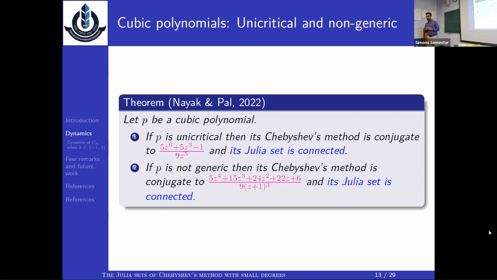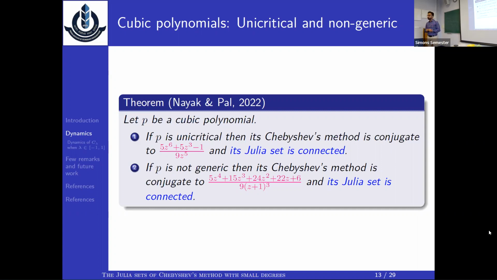Similarly, if we consider a cubic polynomial having exactly two roots, (z minus a) whole square into (z minus b), of course a not equal to b, in this case we can prove that the Chebyshev method will be conjugate to this rational map. Actually, this rational map is the Chebyshev method applied to this polynomial, (z minus 1) whole square into (z plus 2). And we found that its Julia set will also be connected.